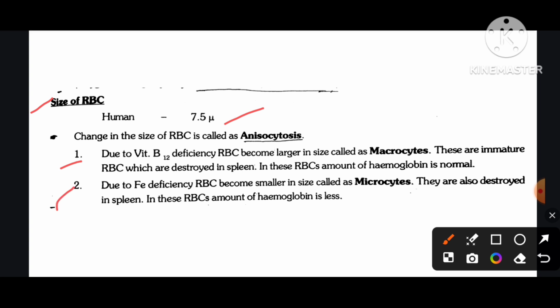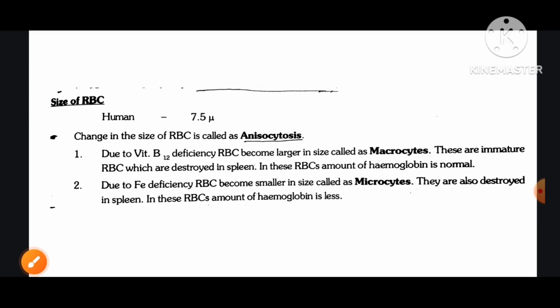Number 2, due to iron deficiency, RBCs become smaller in size, called microcytes. They are also destroyed in the spleen. In these RBCs, the amount of hemoglobin is less.